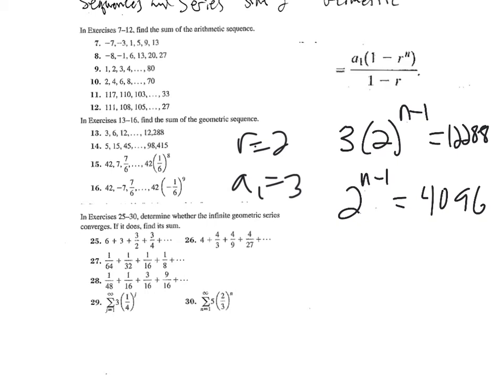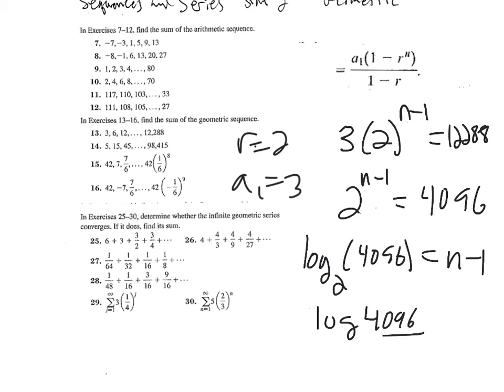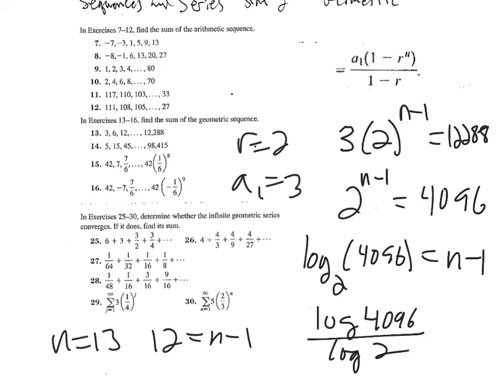So I'm going to solve this exponential equation by rewriting it as a logarithm. Log base 2 of 4096 equals n minus 1. And then I'm just going to apply change of base, right? Log of 4096 divided by log 2. So log of that answer divided by the log of 2. I'm getting 12. That's equal to n minus 1. So I'll add 1, so n is 13. So n equals 13. So all that work just to find out how many terms there are.